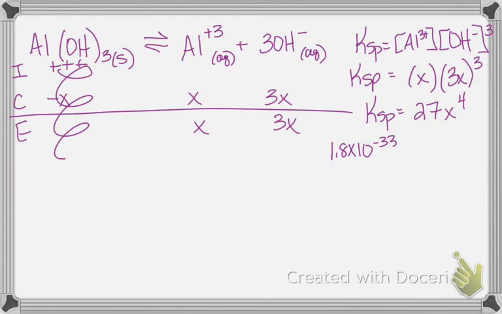Okay, the larger the KSP, the more that dissolves. The smaller the KSP, like this one, you're talking a very small amount of solubility. So to solve for the molar solubility, the first thing I do is I take that number and I divide it by 27. And then I take the fourth root of that. When I divide it by 27, I got 6.67 times 10 to the minus 35. And then I take the fourth root of that to get the molar solubility as 2.86 times 10 to the minus 9 moles per liter.